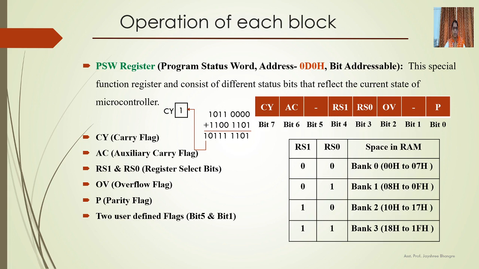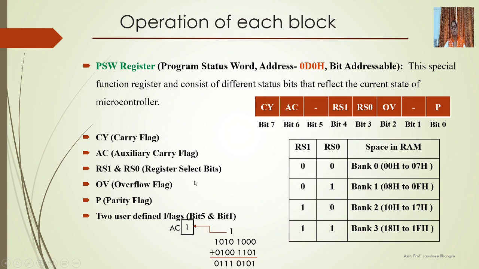Otherwise, it is cleared. And this flag is generally affected in addition and subtraction instructions. Next bit, that is bit 6 of PSW, is nothing but AC, the auxiliary carry flag. If there is a carry from bit 3 to bit 4, or we can say if there is a carry generated by the lower nibble, then this flag will be set. Otherwise it is clear. And this flag is generally used in BCD instructions.